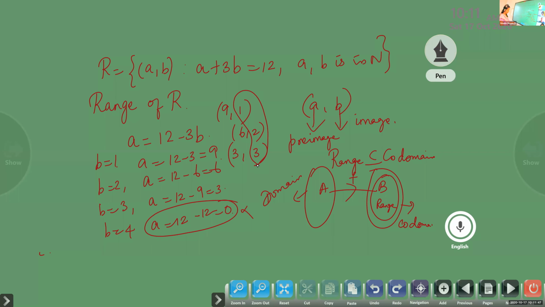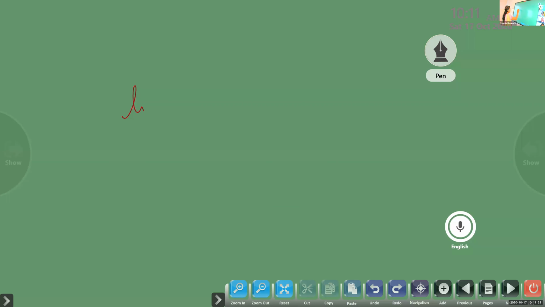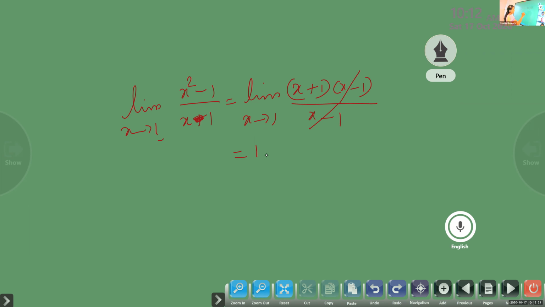Then, the next one, sixth question. What about the limit as x tends to 1 of (x square minus 1) by (x minus 1)? How to find the limit here? When you put x is 1, 1 minus 1, this will become 0. So what we will do, it is a polynomial. We have to factorize this. Limit as x tends to 1. We can split this as (x plus 1) into (x minus 1) by (x minus 1). So these two will get cancelled. When you put x is 1, it is 1 plus 1, which is 2.